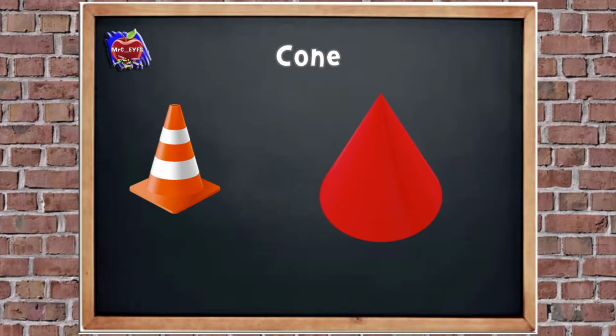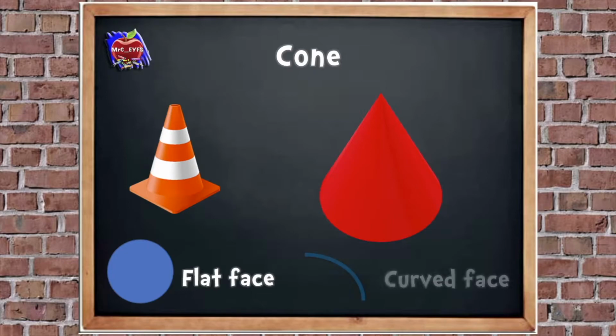Yeah, do you know, on the bottom, I can see a flat face, which was a circle. Did you see anything else about that shape? What did you notice? Yeah, also, it had a curved face that goes all the way around and then it meets at a point at the top. So this shape has a flat face and a curved face.